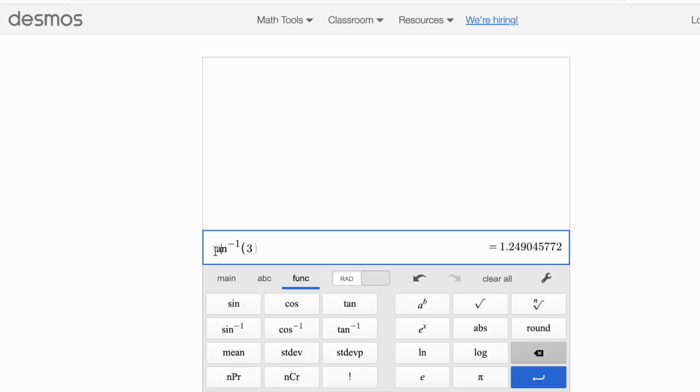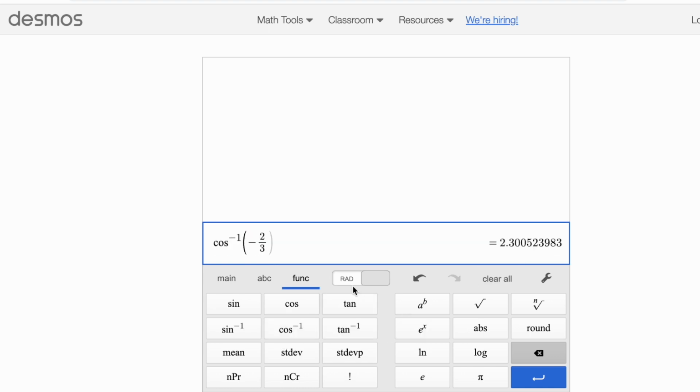So I can come back over here. It's clear. We have cosine inverse of negative 2/3. I'm in radians. We could plug that into degrees, which is about 131.8 degrees. However, we want our radians. So we also know that cosine, again, is associated with our x values.